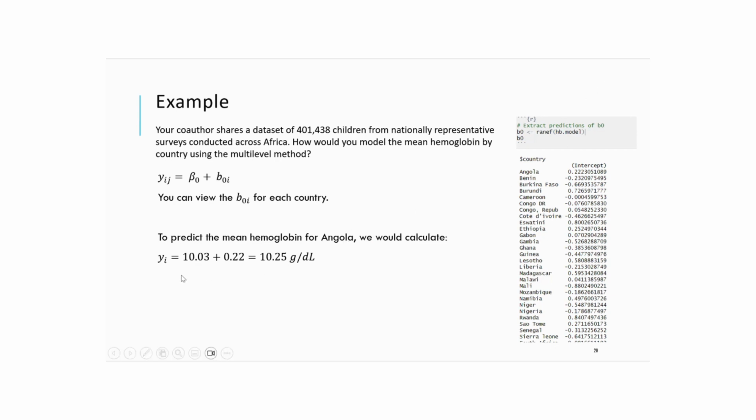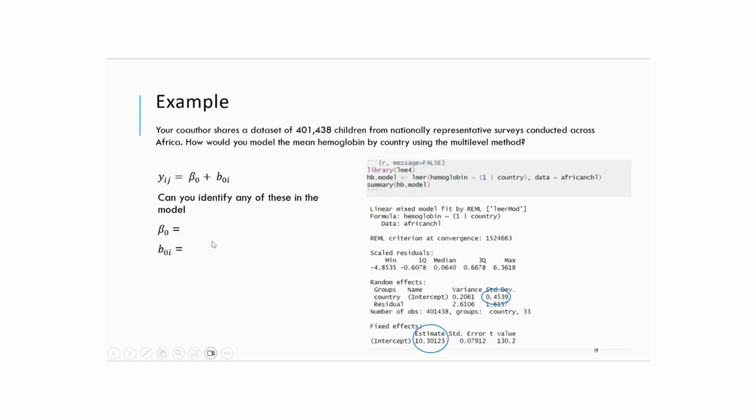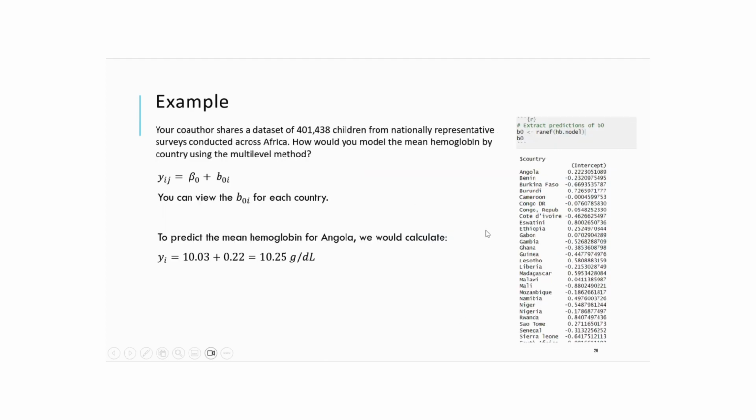So the example we have here is Angola. I know I always try to move off script. I don't know why I do that, but I think it makes it more interesting. So you have your global mean of 10.03, which we saw in the previous slide right here, plus the cluster amount accorded to Angola, and that is 0.22.